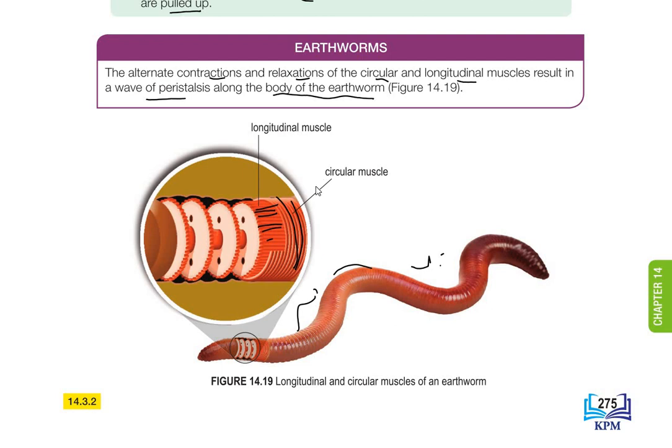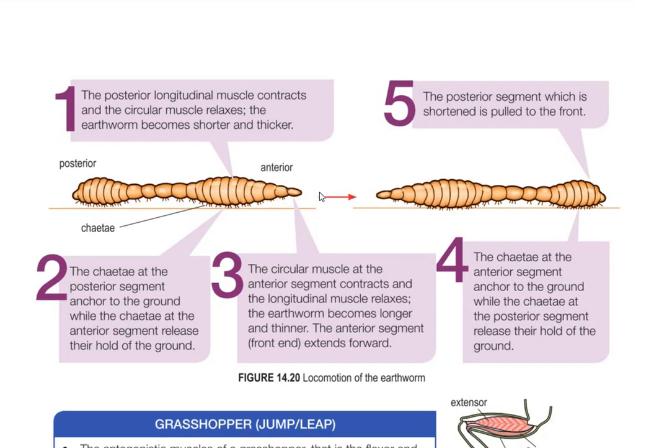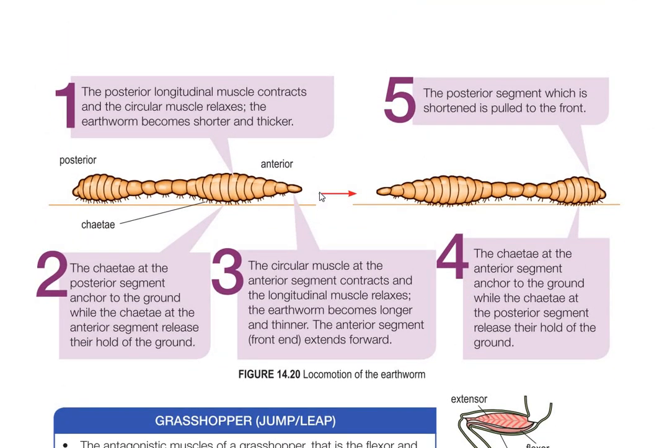Okay, so let us start here. We see the structure first. So we have the posterior part of the earthworm. Posterior is at the back. This one is the front, anterior. And then kete. This one is known as kete. Kete is like a hair for these worms to anchor or to touch the ground.